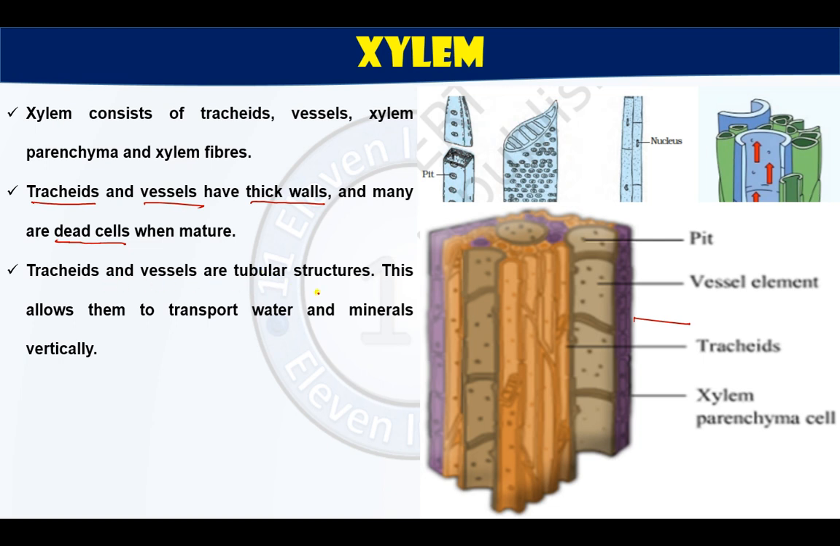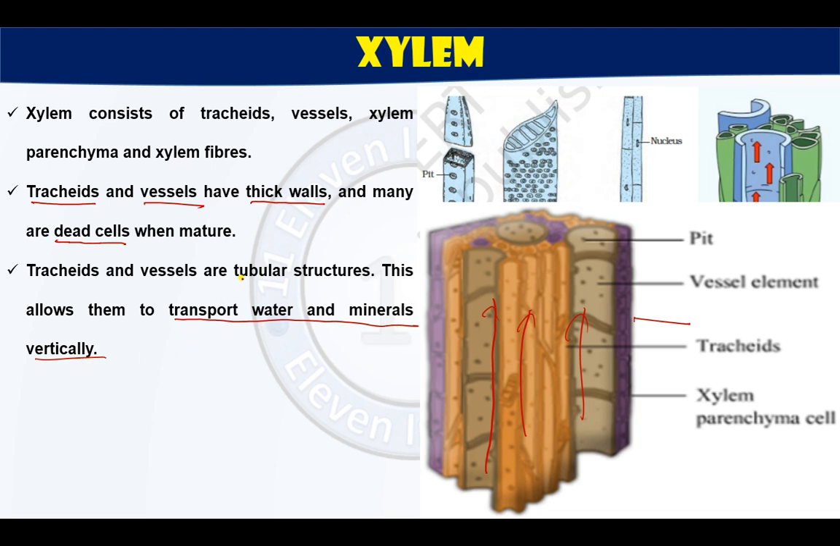Tracheids and vessels are tubular structures. We can see them over here. There are tube-like structures. Due to this tube-like structure, they are able to transport water and minerals vertically. The water will move from downwards to upwards in vertical direction. Over here also you can see from downwards to upwards. What is transported? Water and minerals are transported vertically.